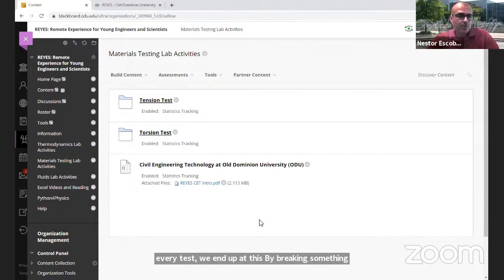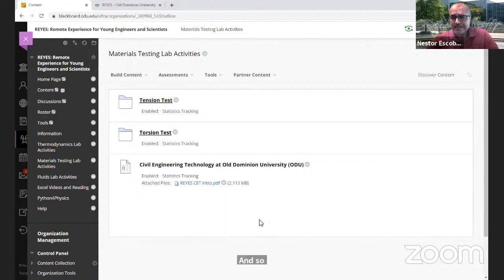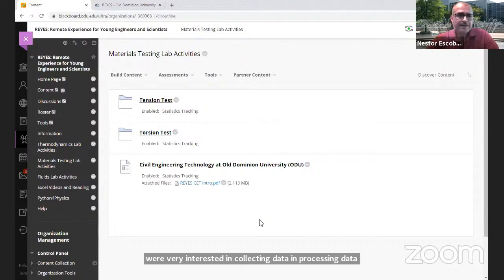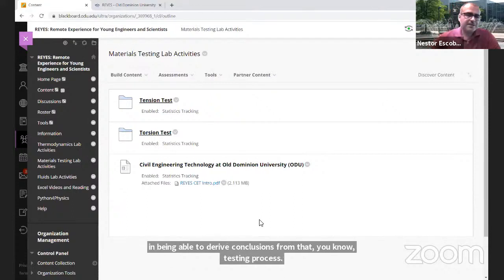And so we're very interested in collecting data, in processing data, and in being able to derive conclusions from that testing process. And that's essentially what we're going to be doing here today.